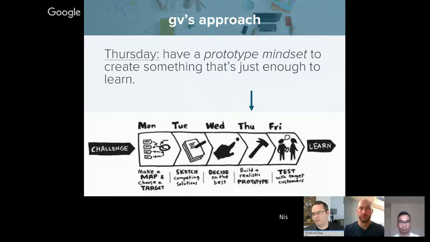just internally with stakeholders that aren't part of the sprint. Not necessarily to get their feedback, although that might be helpful, but just to make sure if anything breaks, you can still fix it on Thursday.